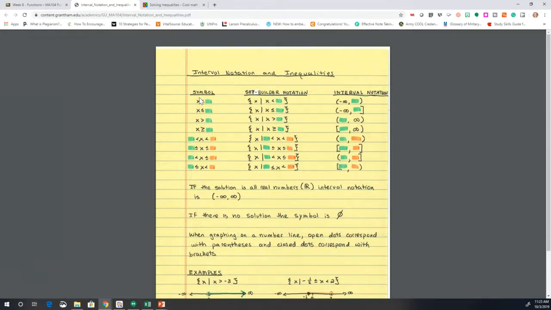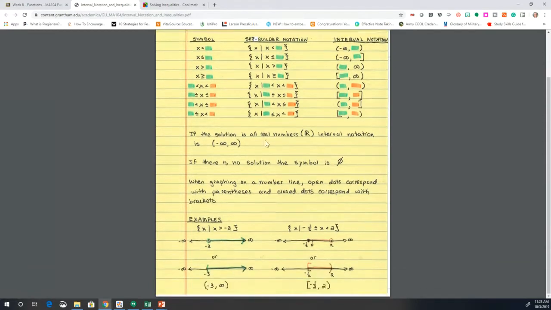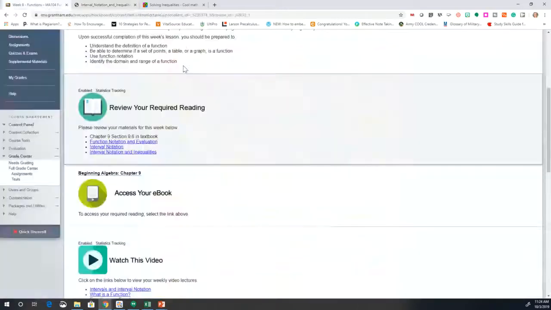Just make sure you have your number line from smallest to largest. What it looks like in something called set builder notation, and then what it looks like in interval notation. And then I described the different symbols, all real numbers, that there's no solution, and then I provided some examples of graphing. The textbook also has some of this.